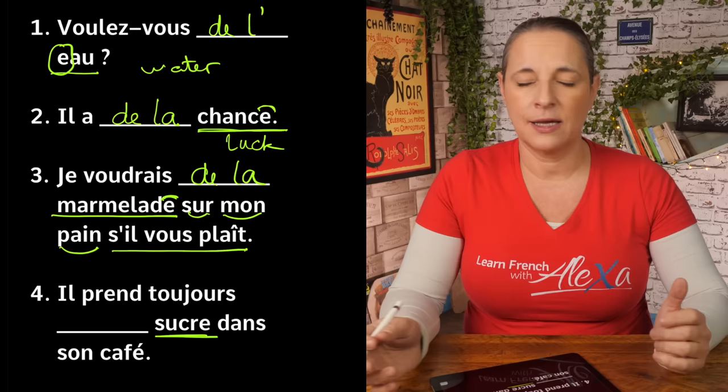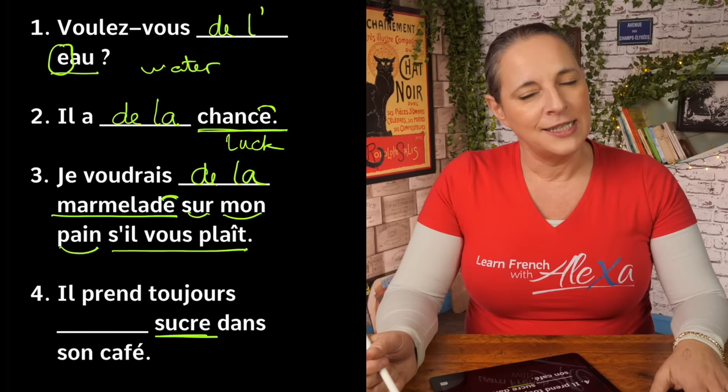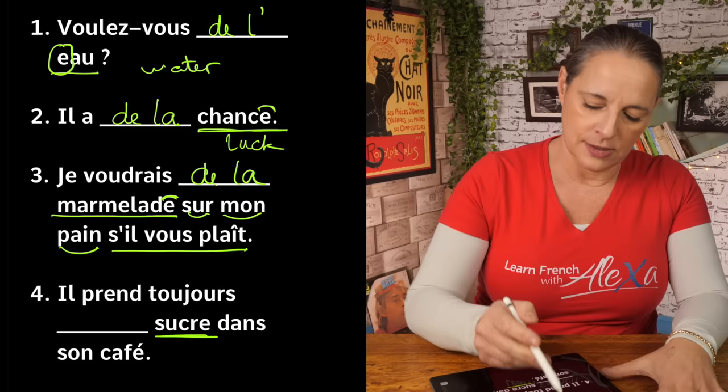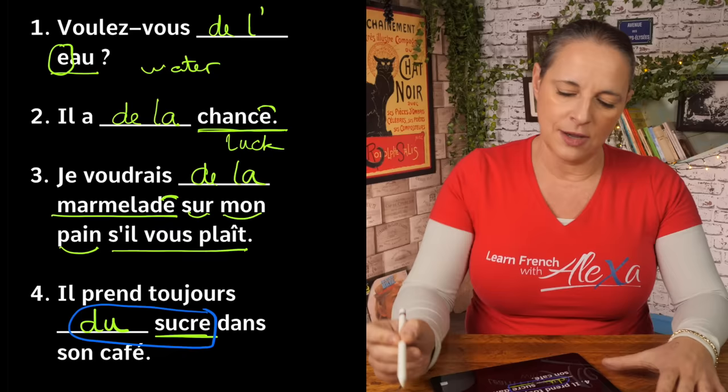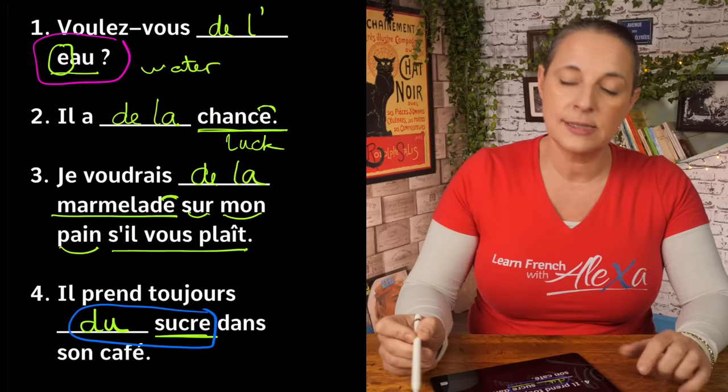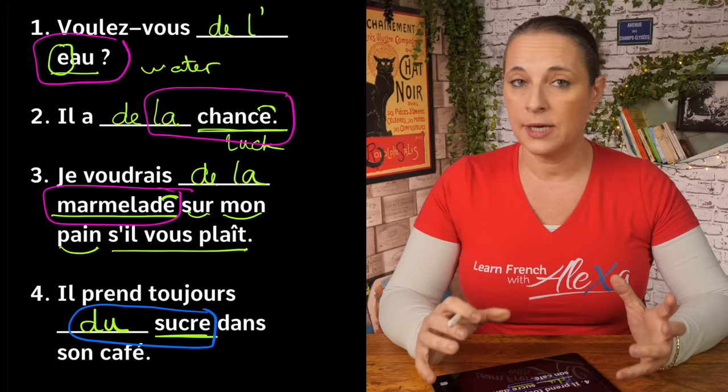Now, you think there is an E. Likely to be feminine, de la sucre. Well, this is where the exceptions to the rule applies. Sucre is actually masculine. It's masculine, so it is du sucre, okay? Il prend toujours du sucre dans son café. He always takes sugar in his coffee. And what I'm going to do to help you here, I'm going to underline here the colors for the genders. Now, O is feminine. Chance is feminine. Marmelade is feminine. Sucre is masculine. I know it ends with an E, but it's one of those exceptions that you've got to get used to.